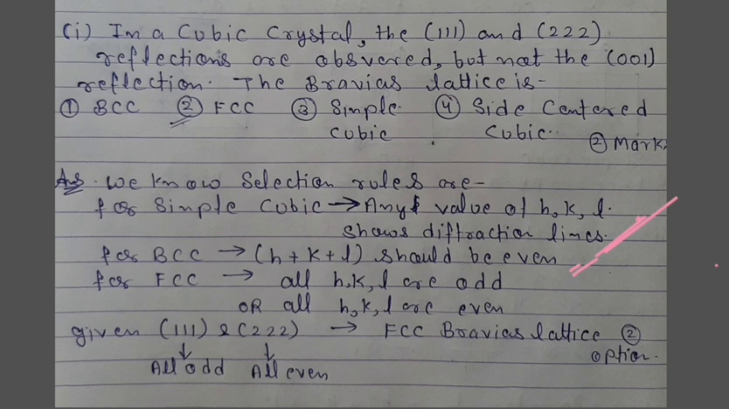As you see, the given condition in the question is 111 and 222 reflections. So we see that for 111 all are odd and for 222 all are even. So this condition is for the FCC Bravais lattice. So the right answer should be FCC. Okay friends, now we move to the next question.